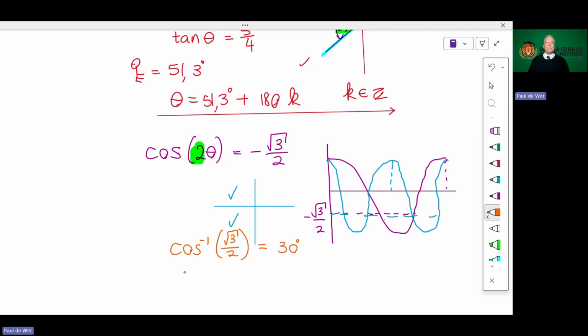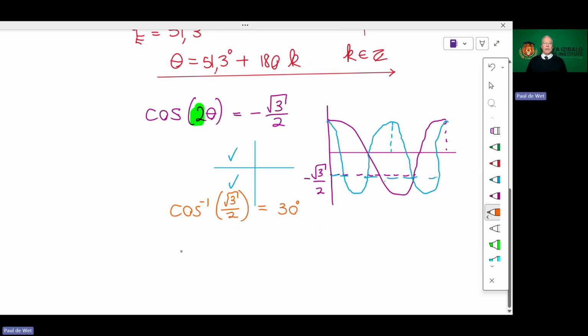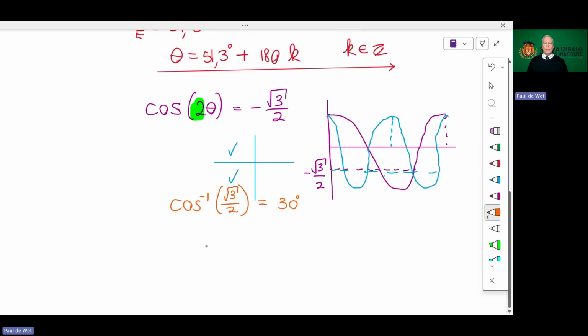And we want to be in quadrants 2 and 3. Remember, we're only going to use our horizontal axis. So one of our answers is going to be 180 minus 30, which is 150 degrees. And the other one's going to be 180 plus 30, which is 210 degrees. Each of these can have 360 added to them as often as we like, k is an element of Z.